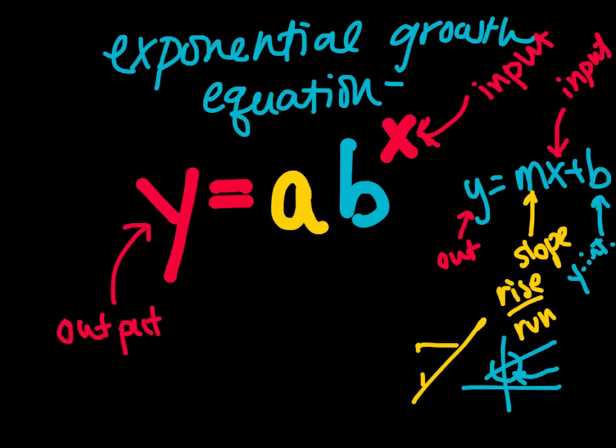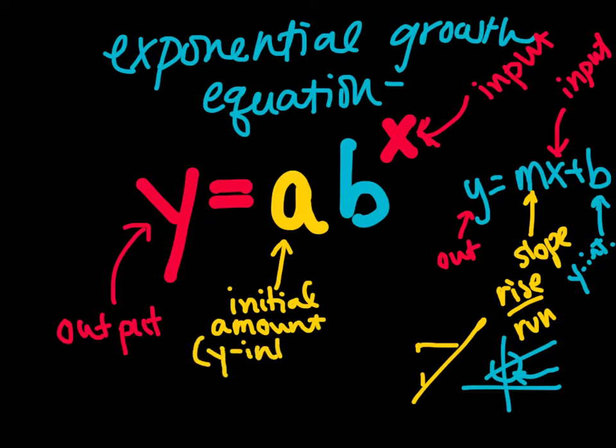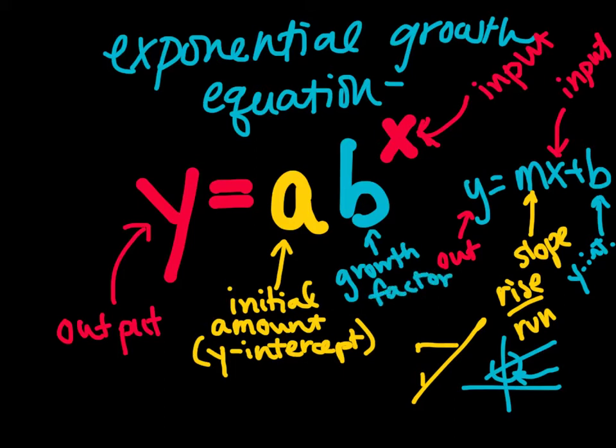The next aspect of this is our a value, and that is our initial amount. That is how the book is referring to it. It could also be referred to as our y-intercept. This is where our equation crosses the y-axis. And last, we've already talked about this. We talked about it yesterday. This is our growth factor. This is that constant multiplying by 2, or multiplying by 3, or multiplying by 4 that we're seeing over and over and over with our equation.